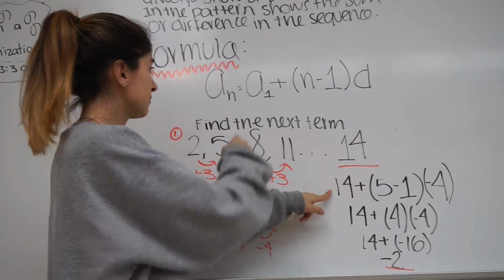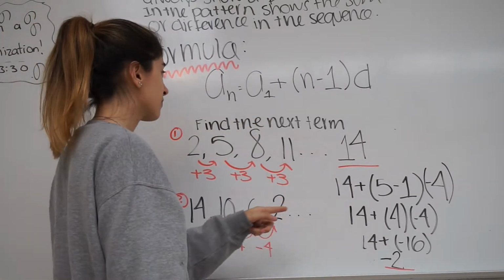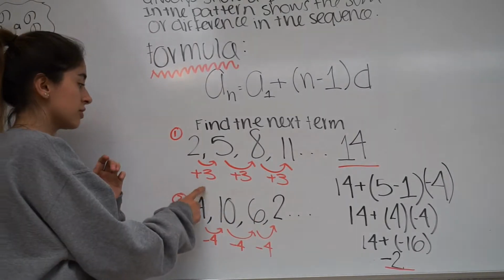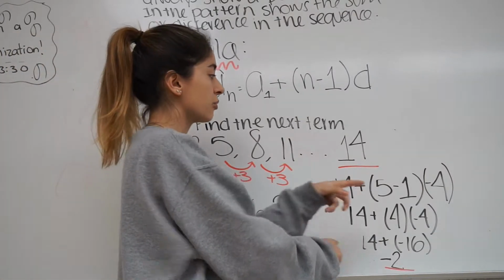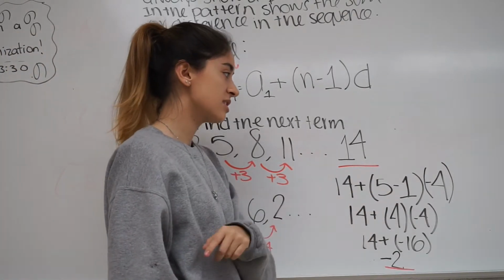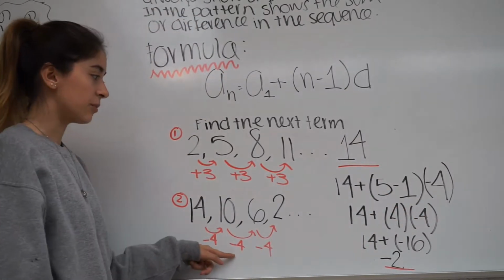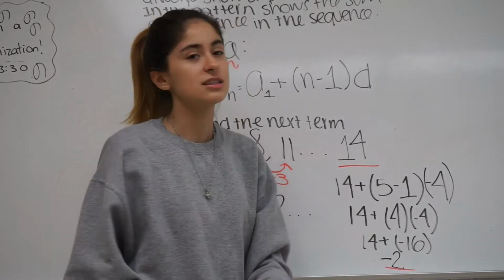So 14, the first number, plus parentheses, the term number we are looking for, that is the fifth. First, second, third, fourth, and we're looking for the fifth. So it's 5 minus 1, parentheses, and we multiply it by the difference of the numbers. And we use PEMDAS, and the result is -2.